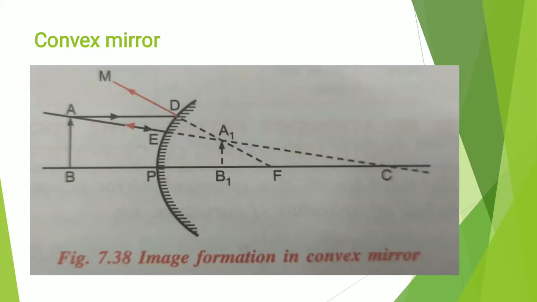Now we will come to convex mirrors. In the case of a convex mirror, the image formed is always virtual, upright and diminished. It is always situated between its pole and focus, irrespective of the distance of the object in front of the mirror. As the object comes closer to the mirror from a far distance, its image shifts from focus towards the pole and increases in size.